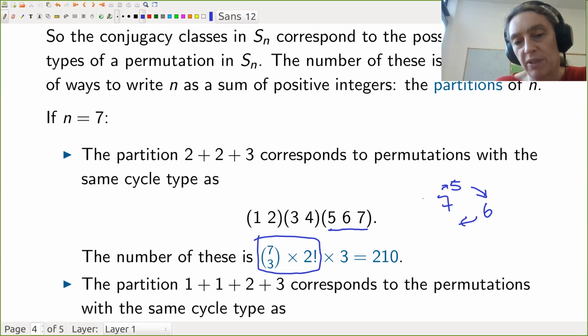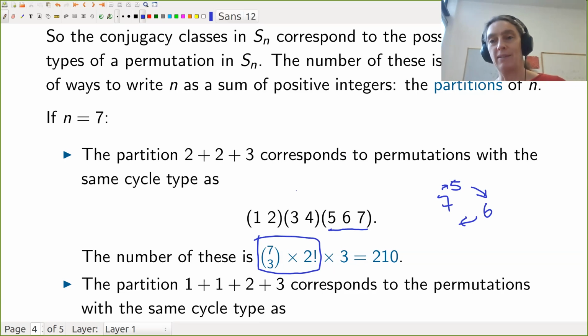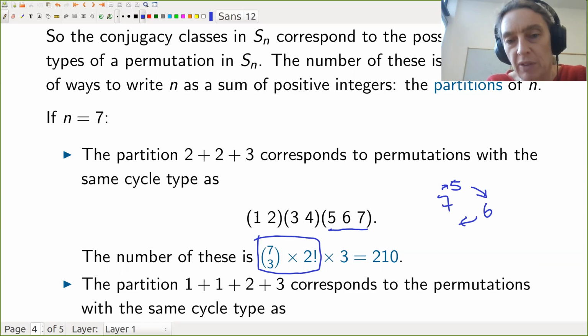Okay, so the number of ways to choose the 3 cycle is 7 choose 3 for the 3 entries that go into it, times 2 factorial for the number of ways to arrange those elements in cyclic order. Then after that, you've got 4 elements left, and they have to be split into 2 disjoint 2 cycles. So if your 4 remaining elements are 1, 2, 3, and 4, you've got 3 choices for what the partner of 1 is going to be.